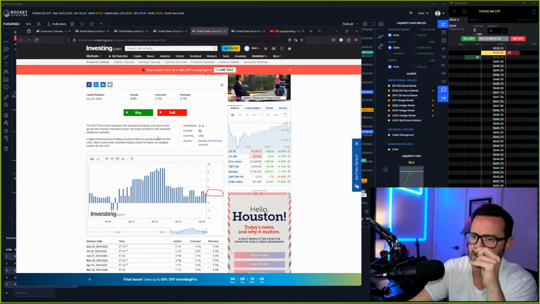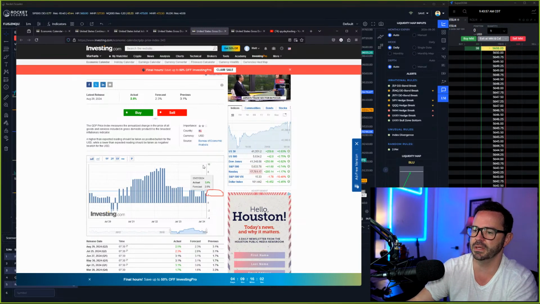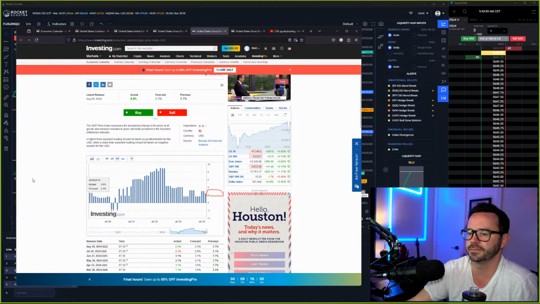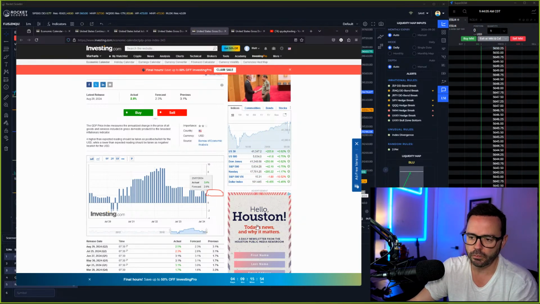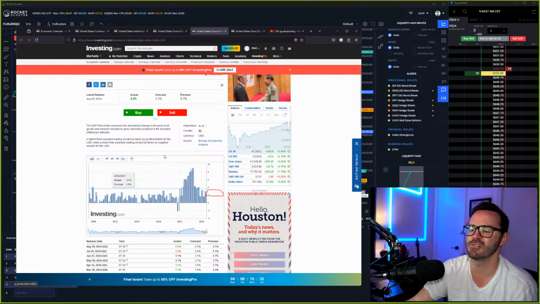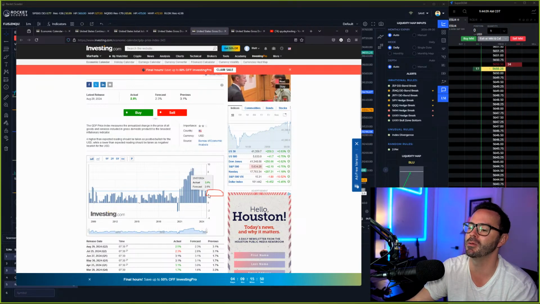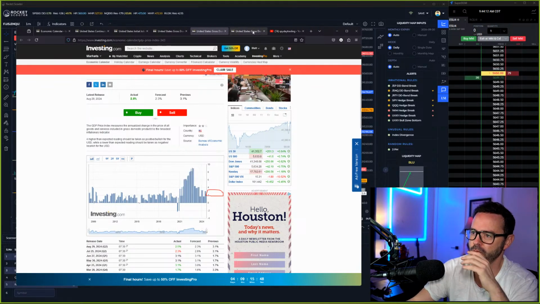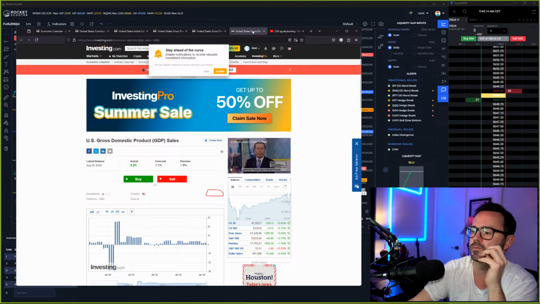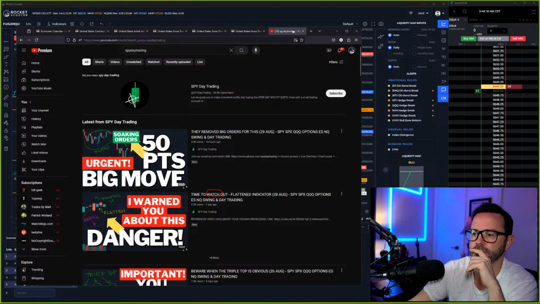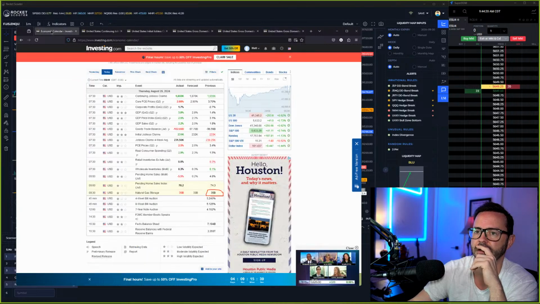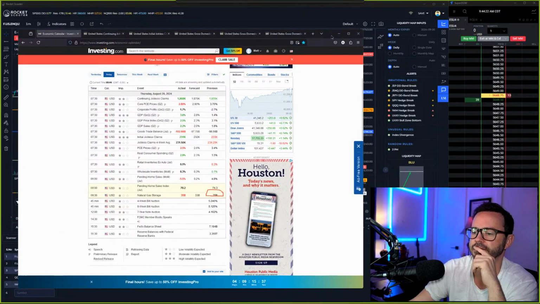This is the change in price of all goods and services included in the GDP product itself. It's an inflationary indicator as well, which has been coming down since 2022, which is good. All right, so decent data here.